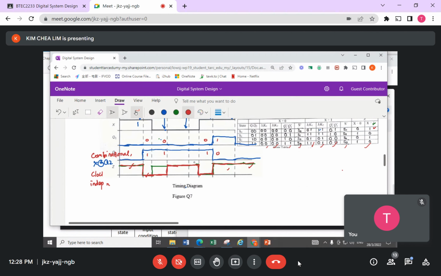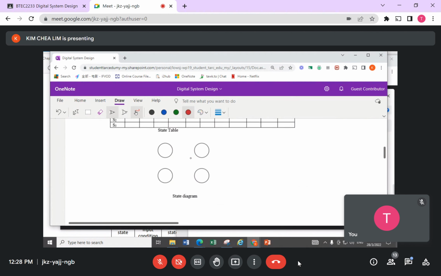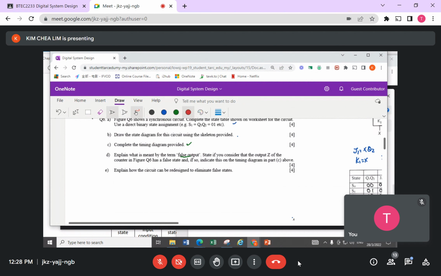So now back to the questions. What do the questions say? Explain what is meant by the term false output. Output yang salah lah. Alright, okay, by right, output should be a 1. Now they give you a 0. Or by right, it should be a 0. They give you a 1. Alright, state if you consider that the output Z of the counter in this one has a false state.